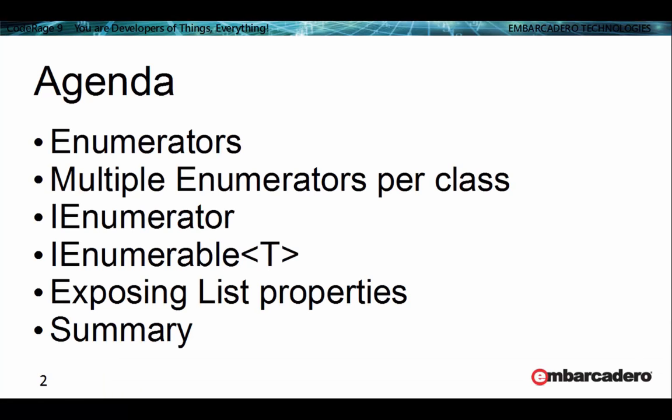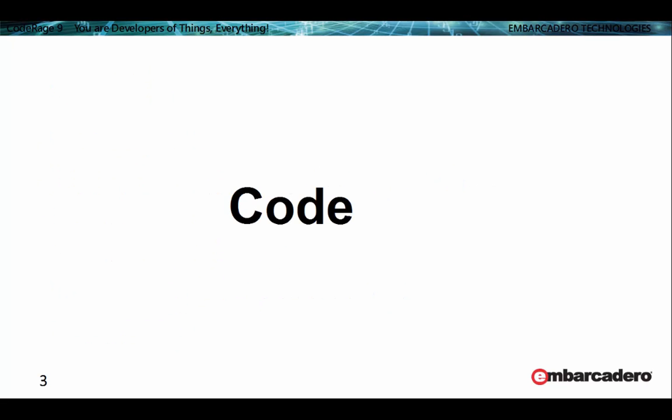Here's our agenda today. We'll talk about enumerators, how they work, and how you can get your classes to work with the for in statement. Multiple enumerators per class: we'll talk about how to get your class to expose different enumerators, because generally speaking, a class can only have one enumerator. We'll then look at the IEnumerator pattern, and then we'll move on to IEnumerable of T from the Spring for Delphi framework. We'll talk about how you can use that to expose list properties, and then we'll summarize and take questions at the end. I don't have a lot of slides, so let's go straight to the code.